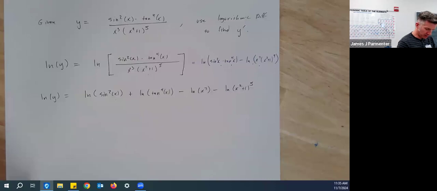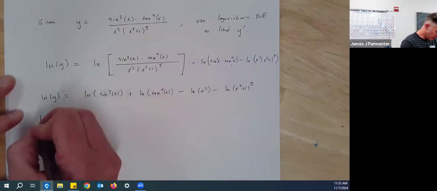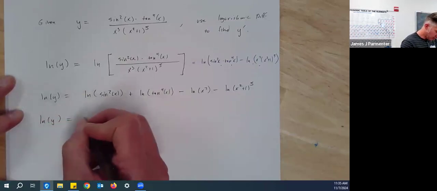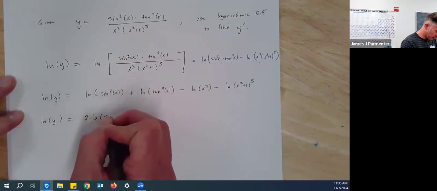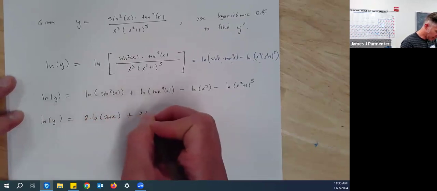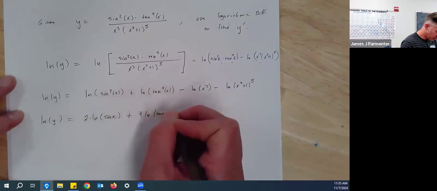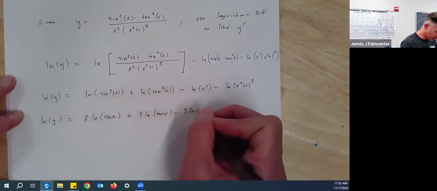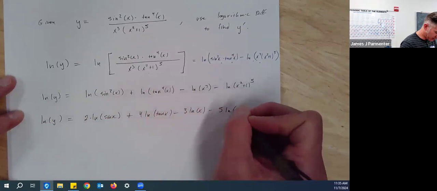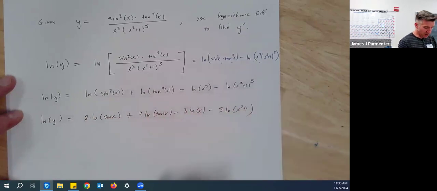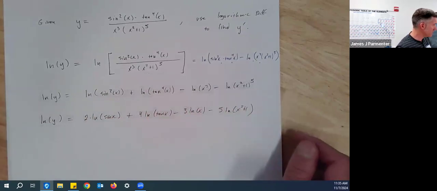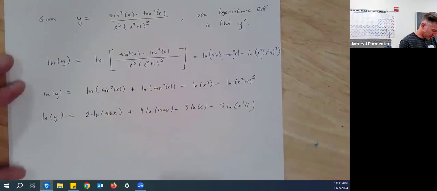And then we bring down the powers. You have the natural log of y equal to 2 times the natural log of sine of x plus 4 times the natural log of tangent of x minus 3 times the natural log of x minus 5 times the natural log of x squared plus 1. And then we finally are in a place where it's good to differentiate both sides. So we're going to differentiate both sides.